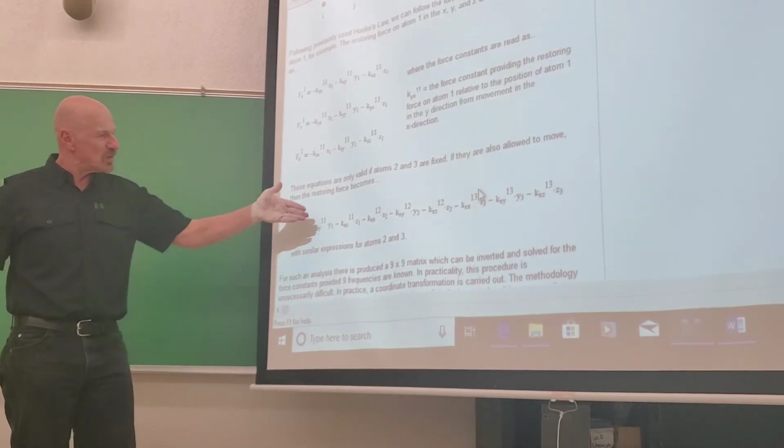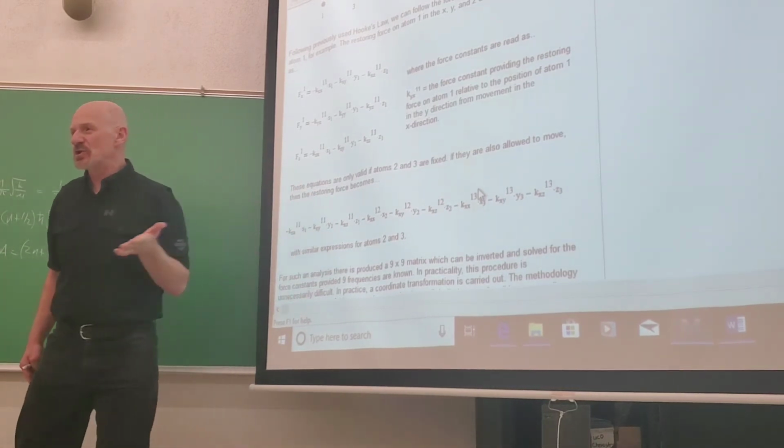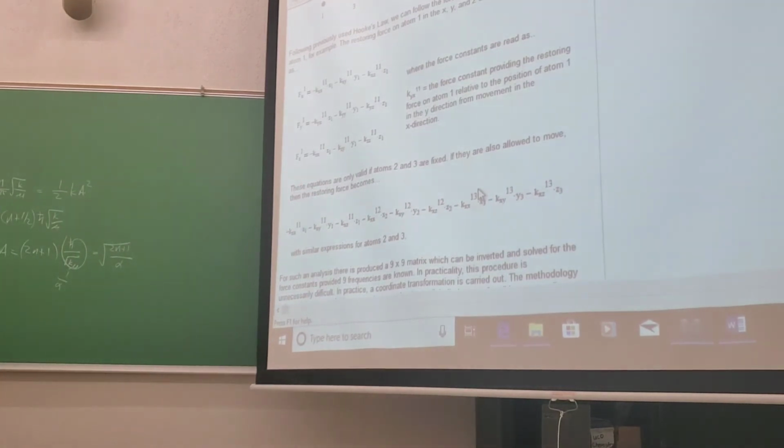So we get 1, 2, 3, 4, 5, 6, 7, 8, 9 terms, and we're going to have 9 of those for f of x, y, and z. So we're going to have a 9 by 9 matrix. So 9 times 9 is 81 force constants. That's not really an acceptable problem.